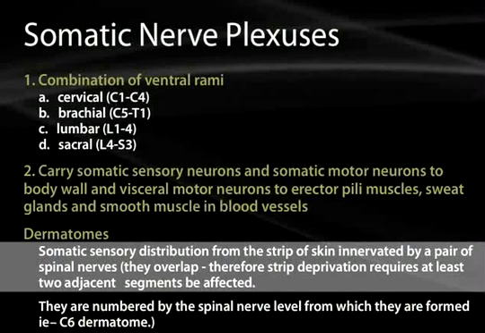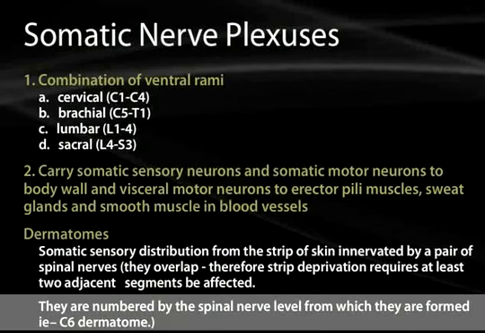from a strip of skin innervated by a pair of spinal nerves. There's enough overlap from one to the other with redundancy from each strip that you actually have to have two adjacent segments being affected before you'll have a sensory deprivation along that strip of skin. They're all numbered, so they have spinal cord segments associated with each one.